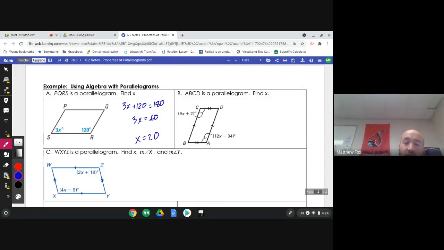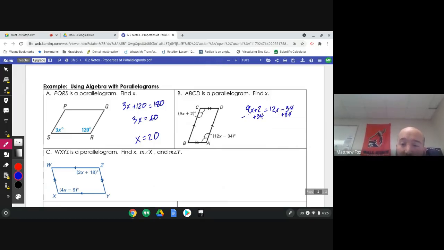Now your next one, you'll see those arcs are in there. They're also opposite, and it tells you it's a parallelogram, so you know they were the same even if those arcs weren't there. But I can just do 9x plus 2 equals 12x minus 34. From here, add 34 over.